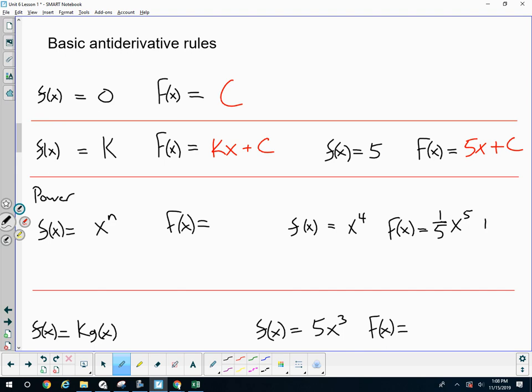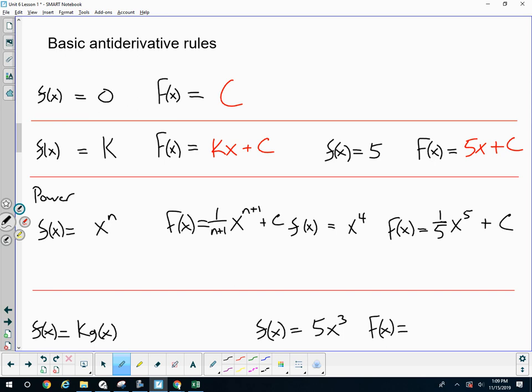So what we end up doing, and this is the procedure, and let's see if you got it, is we take our power n, 4, we added 1 to 4 to make it 5. We then multiplied by the reciprocal. I'm not multiplying by 1 over n because that'd be 1 over 4. I'm multiplying by 1 over n plus 1. And I'm adding a c.